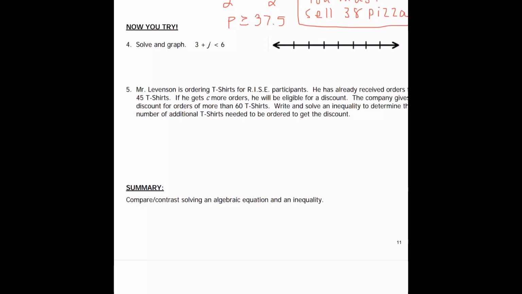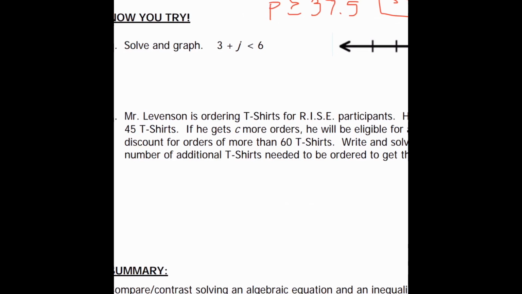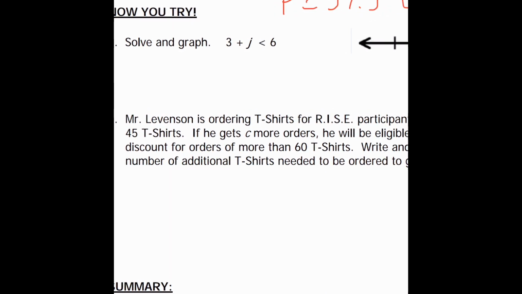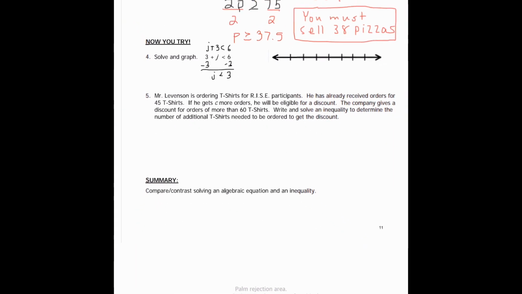All right, number 4, solve and graph. So we have the inequality 3 plus j is less than 6. I know a lot of students will like to rewrite this inequality as j plus 3 is less than 6. The reason why you're allowed to do that is because of the commutative property. Addition is commutative. You do not have to, though. We can use the inverse operation of subtraction to subtract 3 from both sides so that j is less than 3.